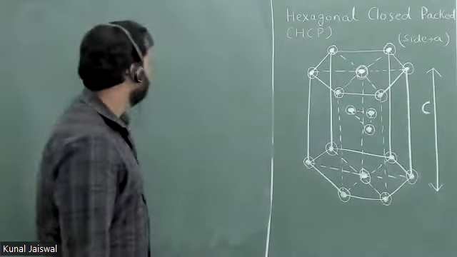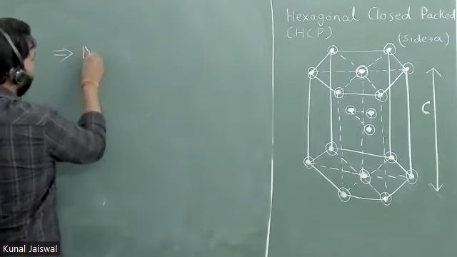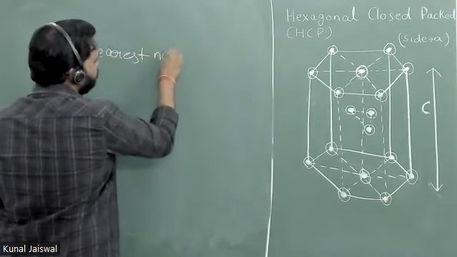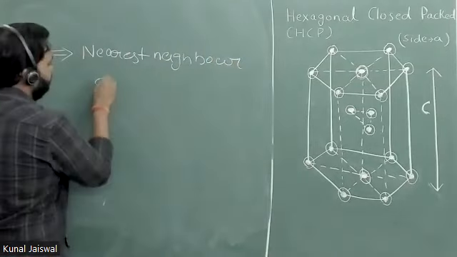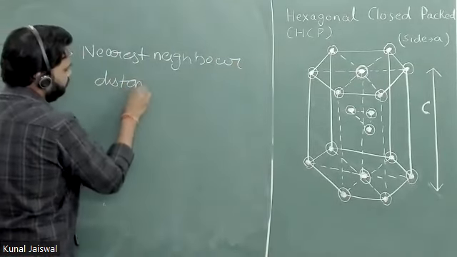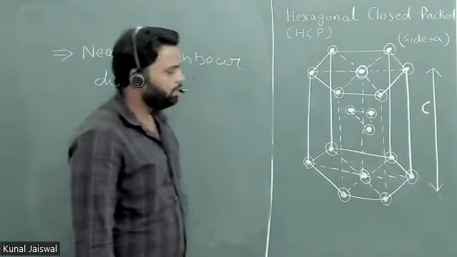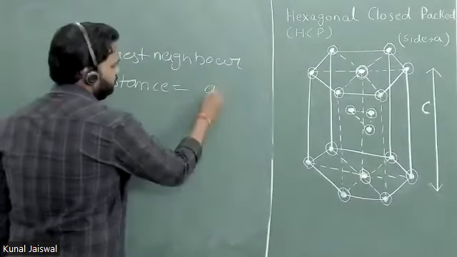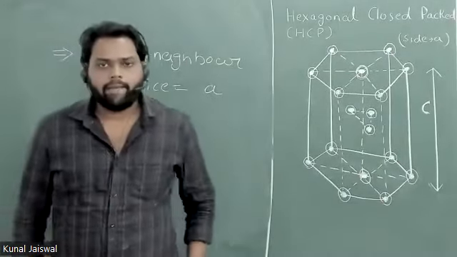So tell me, nearest neighbor distance. A. Yes, A obviously. Nearest neighbor distance will be A.